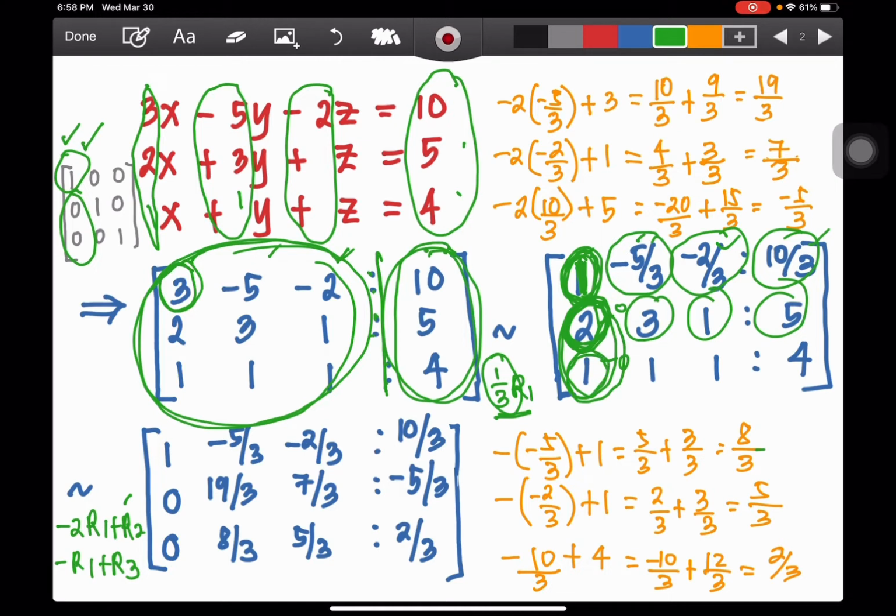The additive inverse of 1 is negative 1. So you multiply that negative 1 to 1 here so that it becomes negative 1, and then add it up to 1 to make it 0. So the formula is then negative R1 plus R3.